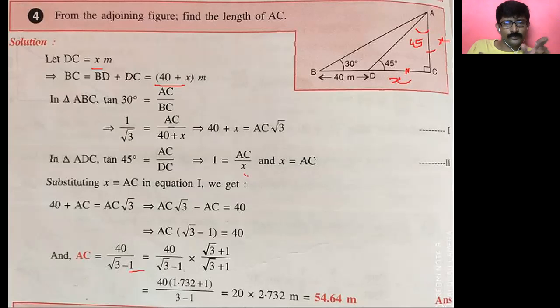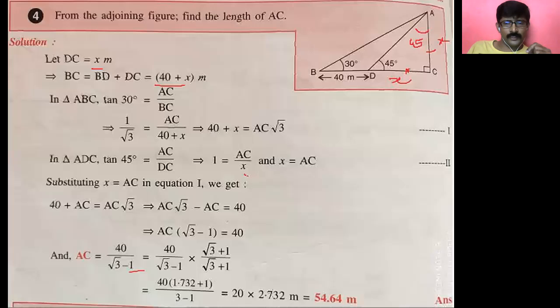Suppose if it is root 3 minus 1, we will multiply and divide by root 3 plus 1. So now what will it become? 40 into root 3 plus 1. In the denominator, it will become a minus b into a plus b, so it becomes a square minus b square. So it becomes 3 minus 1. And what is 3 minus 1, student? 2. So 2 and 40 will get cancelled.